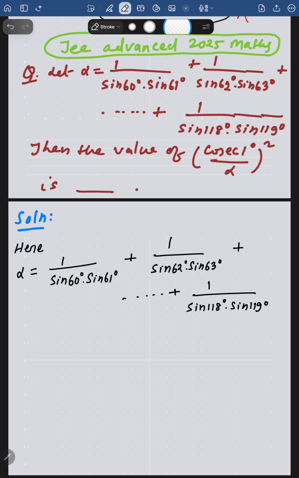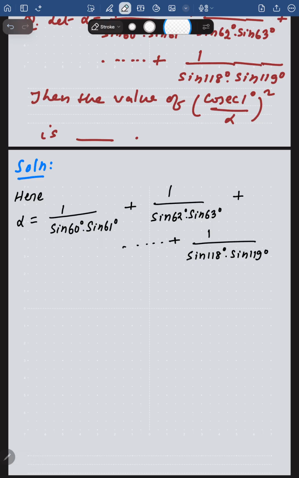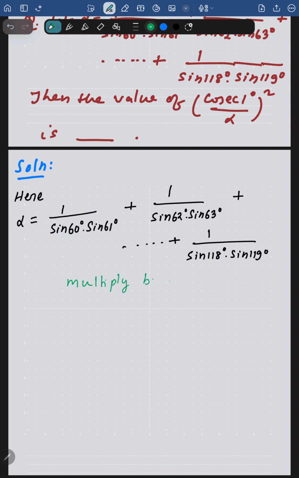So the given expression I have written over here, alpha is equal to, once again, 1 upon sine 60 degree into sine 61 degree plus 1 upon sine 62 degree into sine 63 degree plus 1 upon sine 118 degree into sine 119 degree. Now we will multiply the given equation by sine 1 degree. Okay, so what we will do, simply do the multiplication. Multiply by sine 1 degree on both sides.